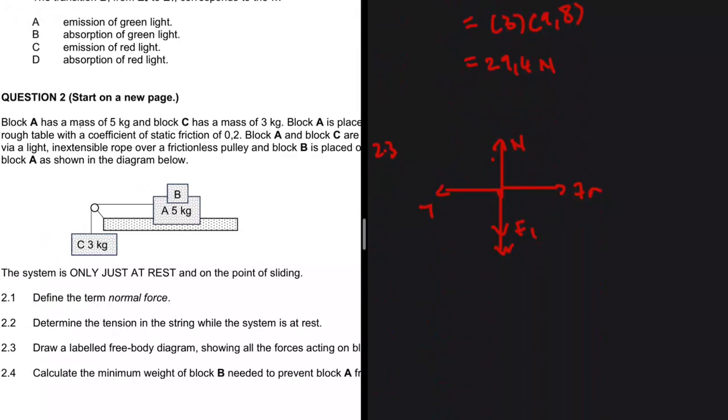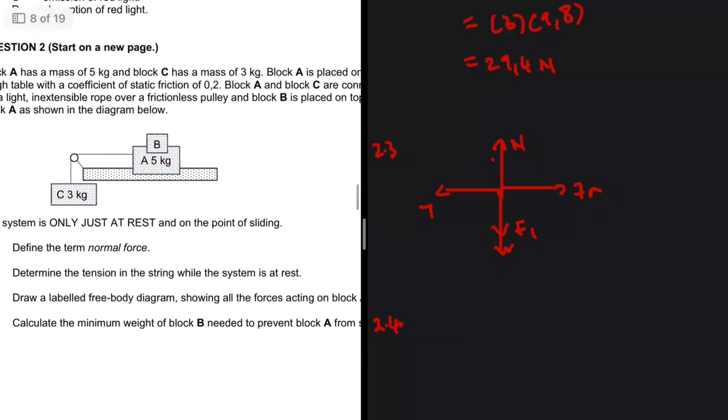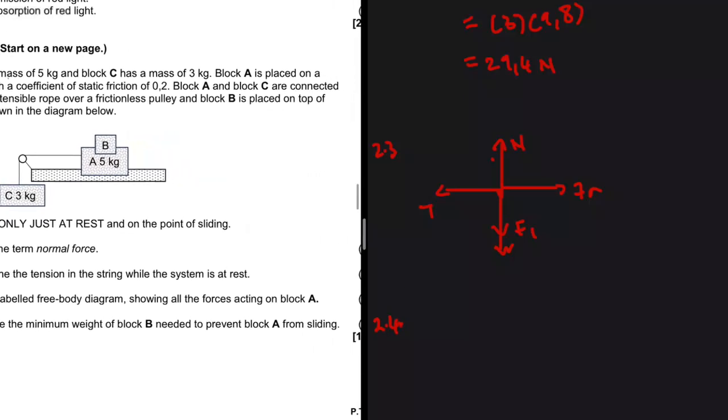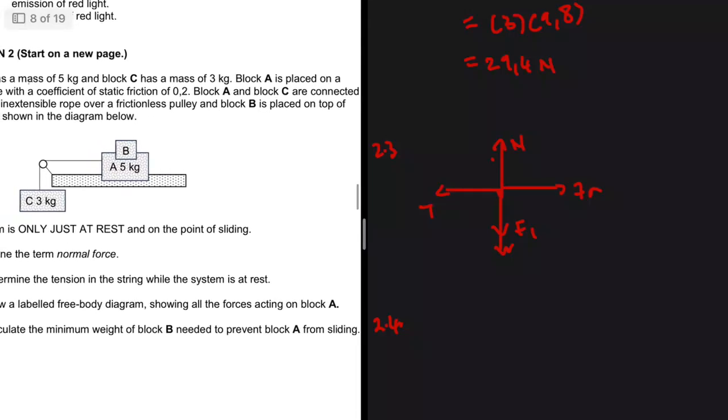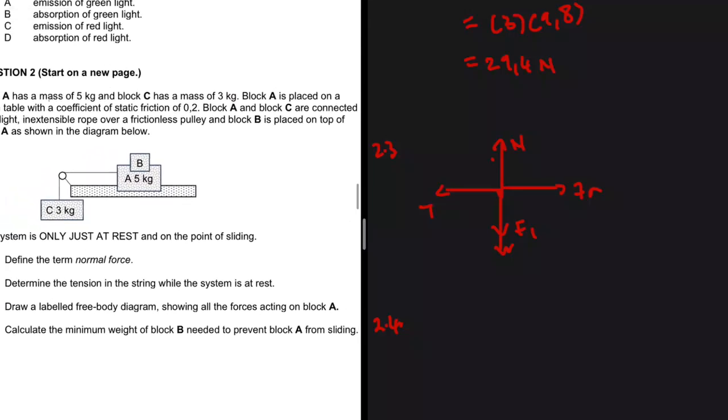Let's take a look at 2.4. What is happening? Calculate the minimum weight of block B needed to prevent block A from sliding. So let's see. We have a free body diagram here. So where does block B feature on this free body diagram?